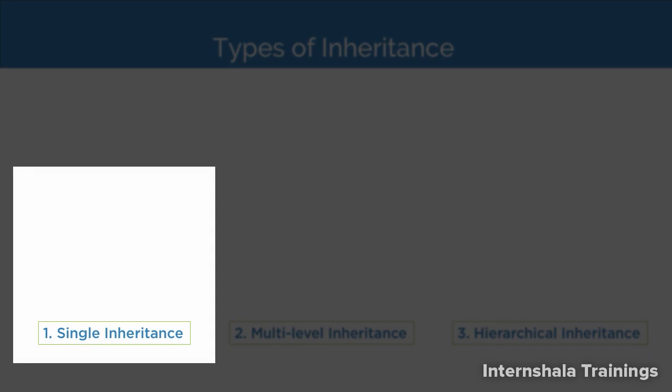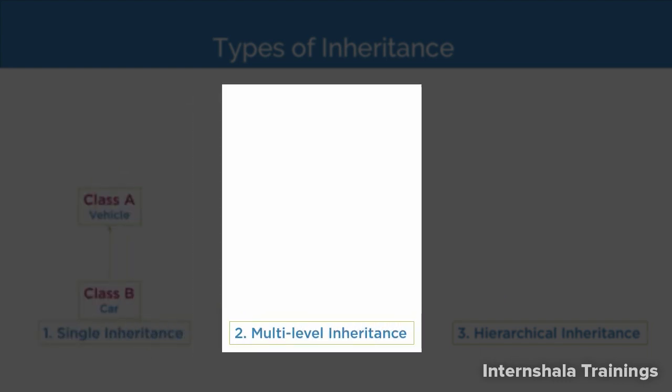In case of single inheritance, suppose we have class B that inherits the properties of class A. As an example, you can imagine a car that inherits the property of vehicle. So this is known as single inheritance, where we have one class inheriting the property of another class.